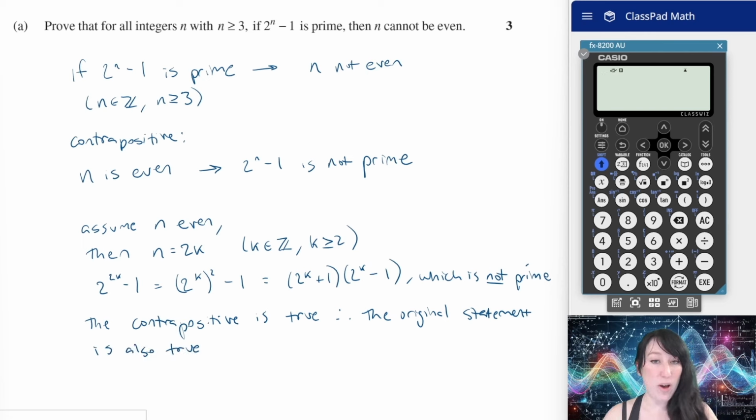And since the contrapositive is true, the original statement is also true.